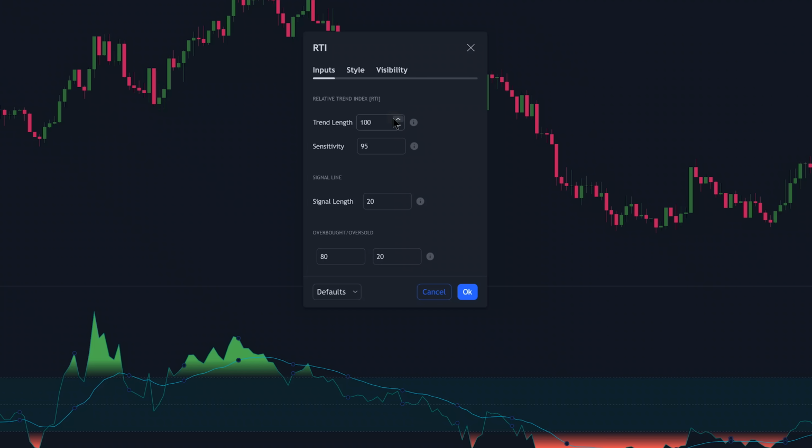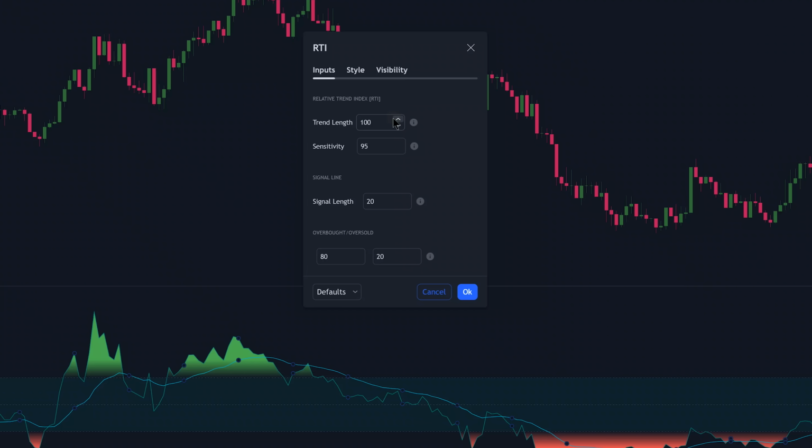Now, to add this new indicator to the chart, you just click on Indicators, then type in Relative Trend Index. Select this one by Zeiierman. The Relative Trend Index is an innovative technical analysis tool developed by Zeiierman that measures the strength and direction of a market's trend. It's designed to adapt to market volatility and minimize the effects of minor short-term market fluctuations.